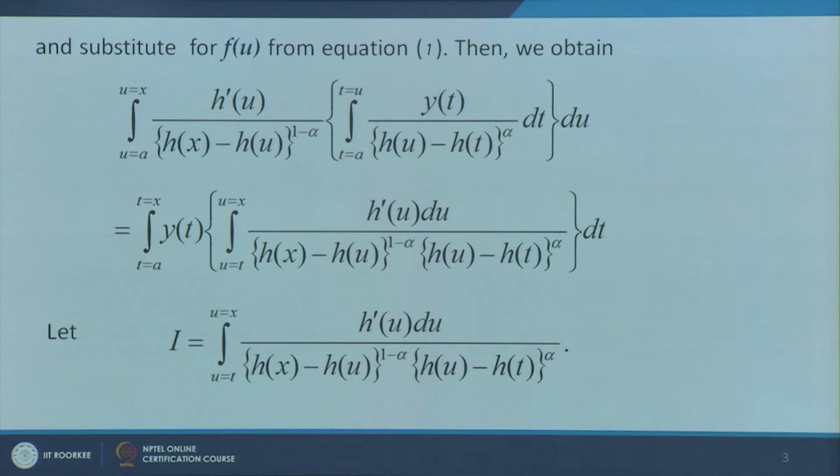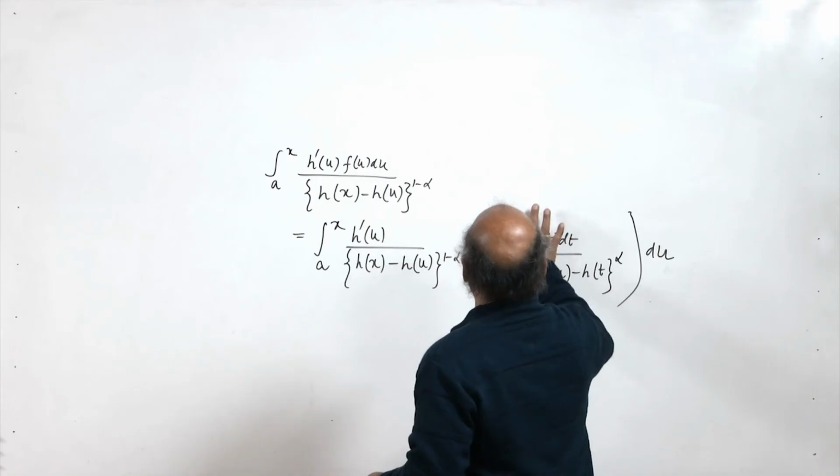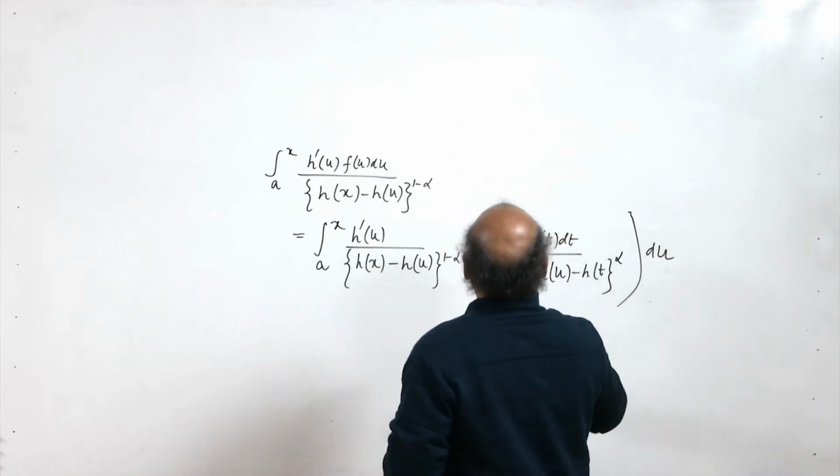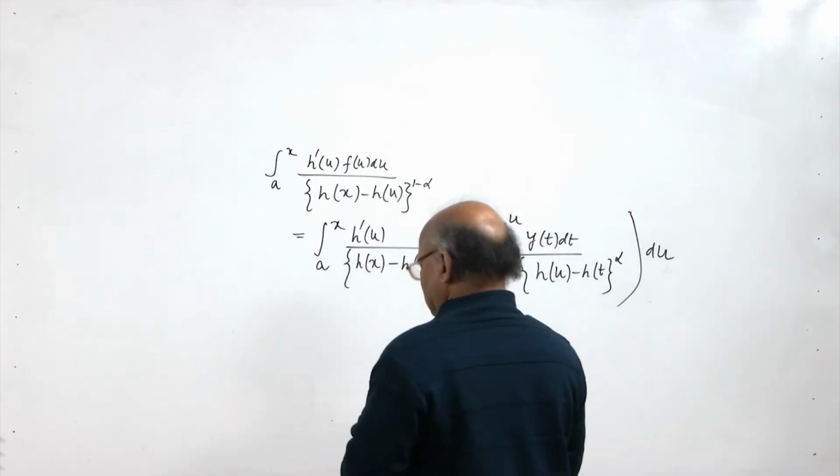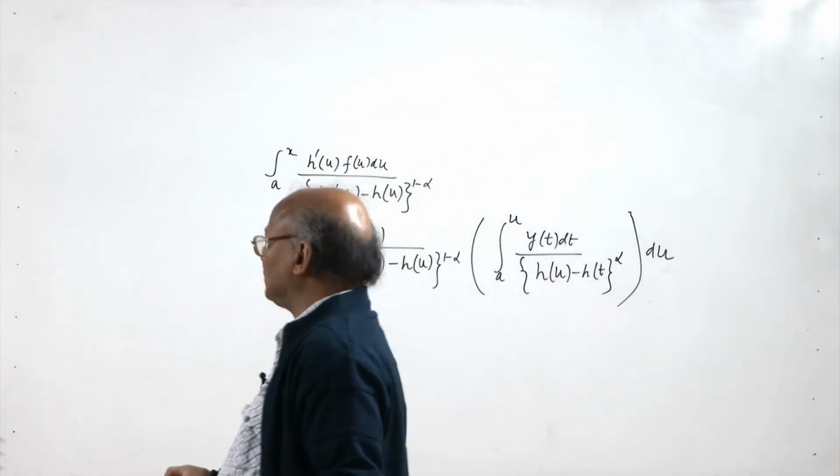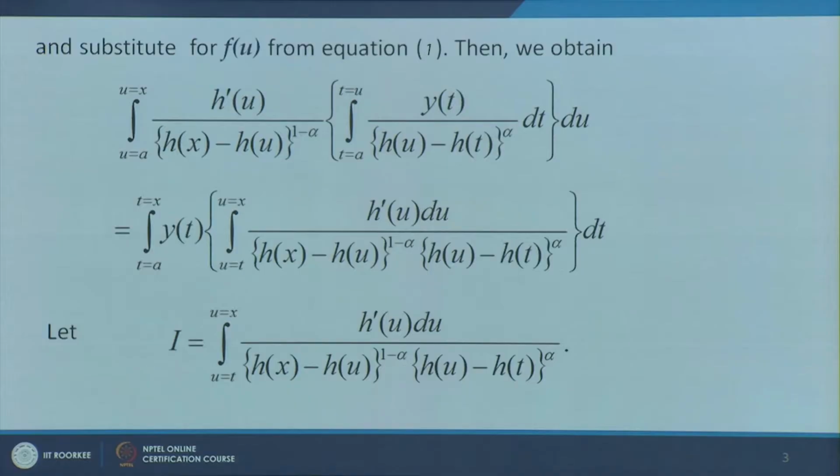The limits of integration for u are from u equal to a to u equal to x, h prime(u) over (h(x) minus h(u)) raised to power 1 minus alpha, and the integration limits for t are t equal to a to t equal to u, here it should be u, because we have replaced x by u. So t varies from a to u and then φ(t) over (h(u) minus h(t)) raised to power alpha dt du.